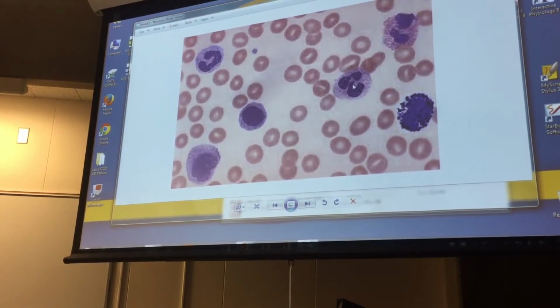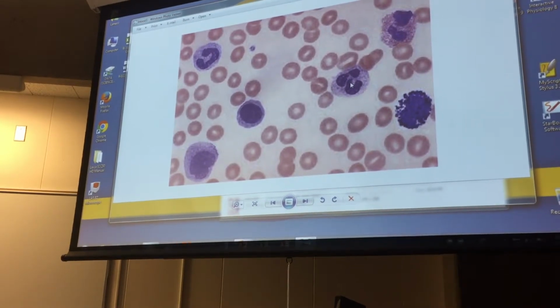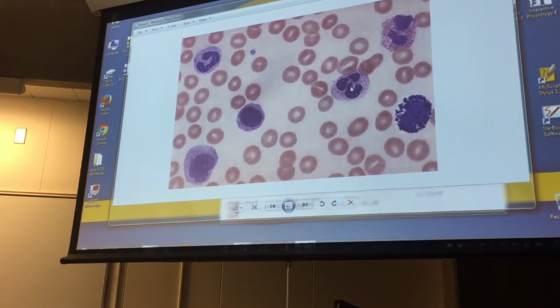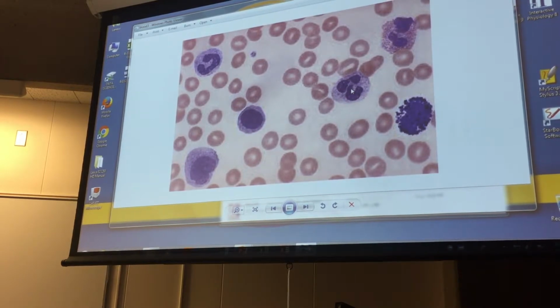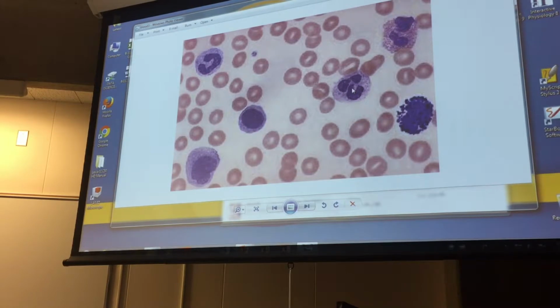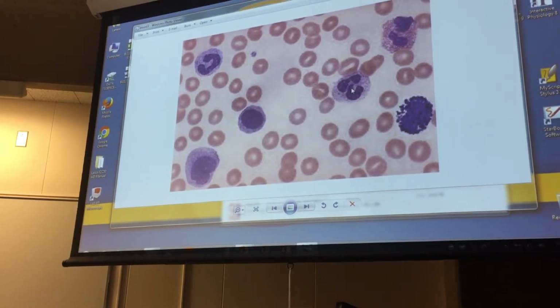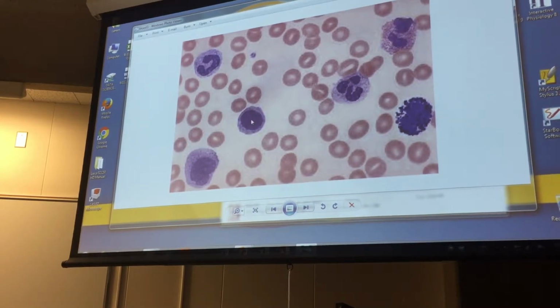This cell is a neutrophil. It's the most common white blood cell we have. All right. Food of choice. Bacteria and fungus. Those elevate with bacterial or fungal infections. Good. This one?